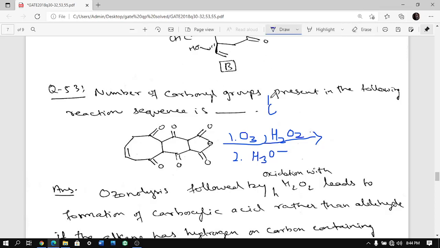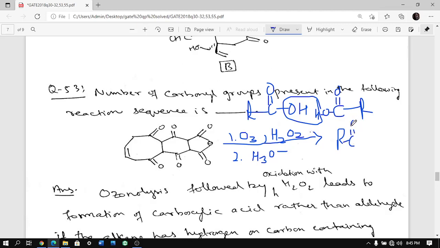Something like you are having C double bond O, OH, and you are having here also R, C double bond O, and you are having OH. So basically water is lost and what you get is R, C double bond O, C double bond O, R. That's why it is called anhydride. Anhydride means water is lost.